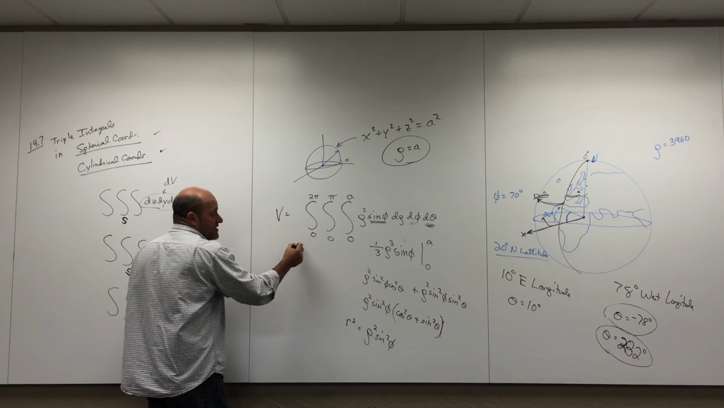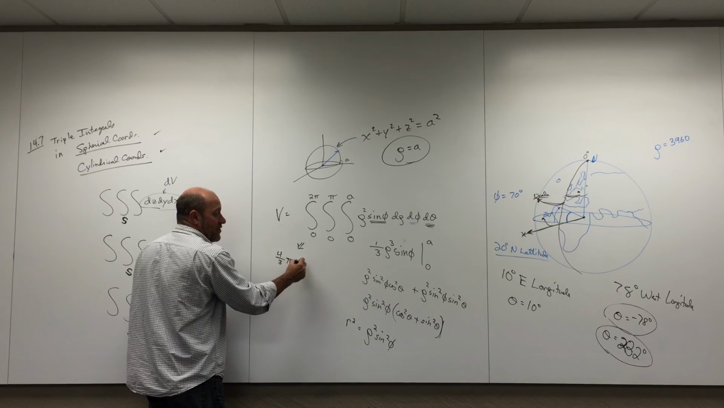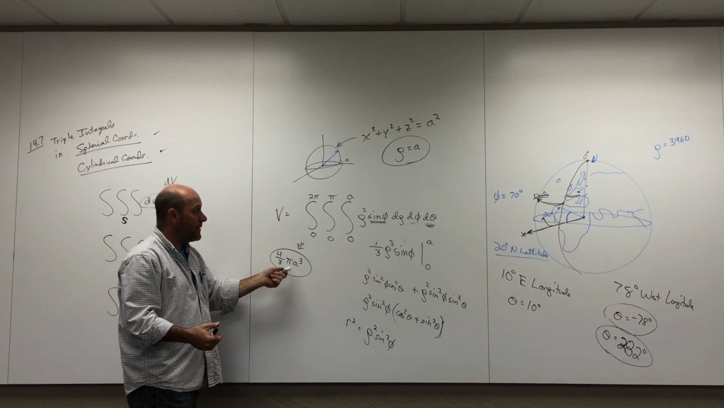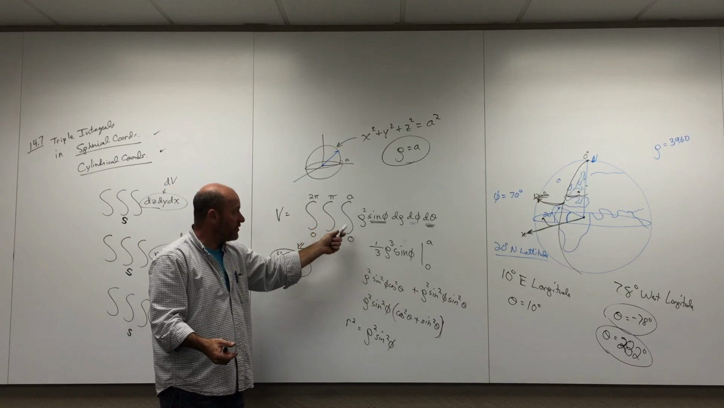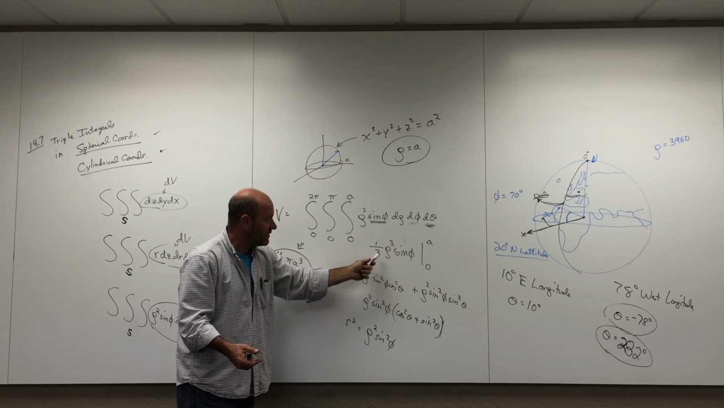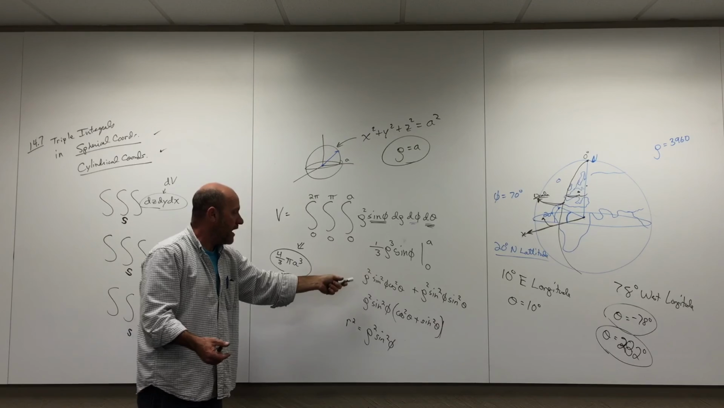In the end, I suppose this answer ought to be 4/3 pi A cubed, right? The volume of a sphere of radius A. So that might be a fun little proof. It's not hard to integrate, but you have some work to do to finish this. You can already see the A cubed coming in there.